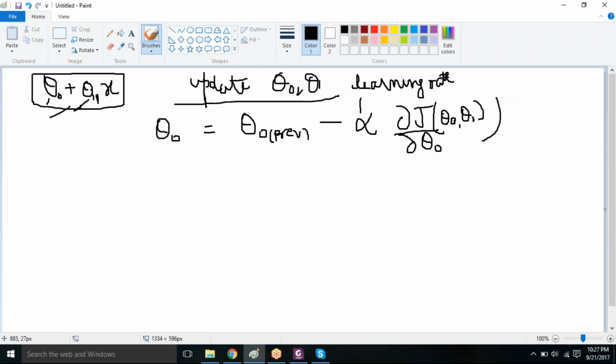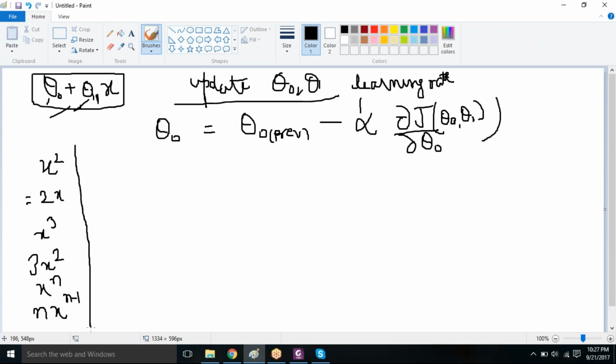Okay. So if you remember differentiation, what is the differentiation of x square? It's 2x, right? If I say x cube, it will be 3x square, right? If it is x to the power n, it becomes n x to the power n minus 1. Yes. Now, what does this differentiation say? I am going a little bit basic. What is meant by the derivative?